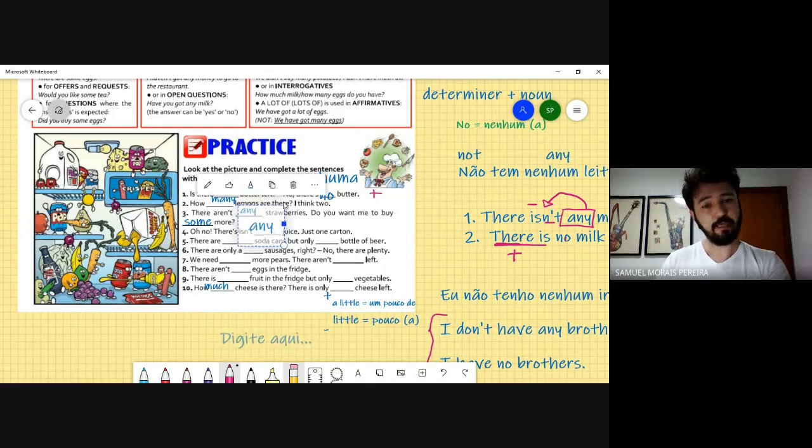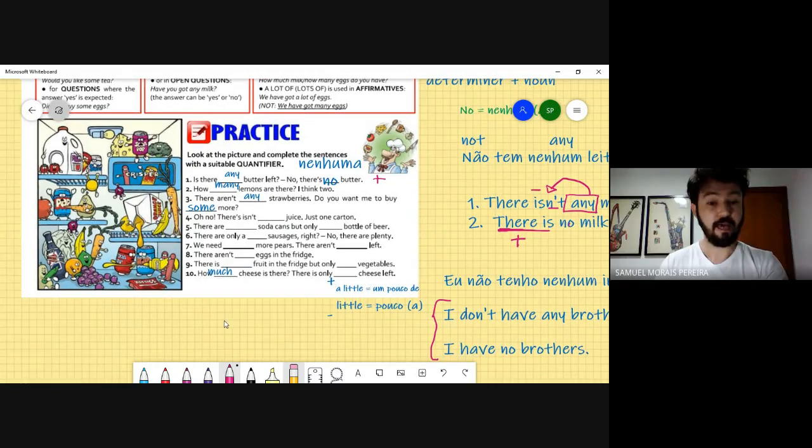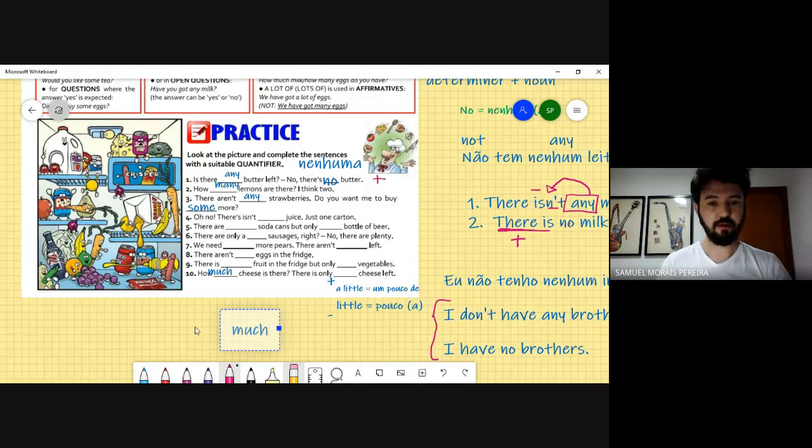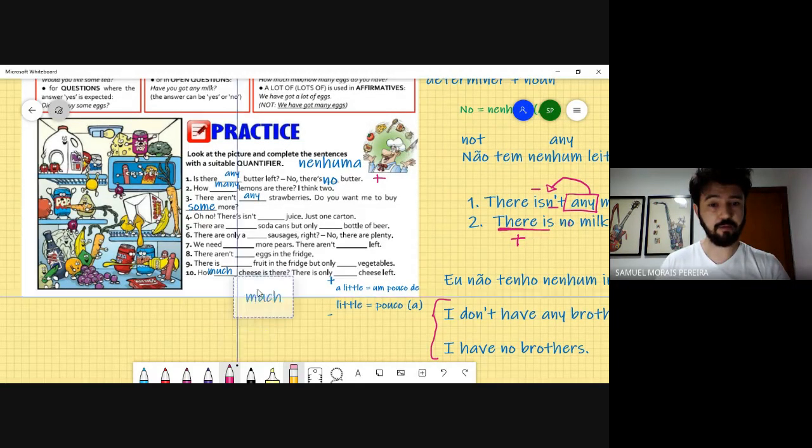Pay attention now. Any is not the answer because it doesn't make any sense. Okay? So what's the possible word here? The possible word here is muito. Tipo assim, ó. Não tem muito suco. Só tem uma caixa. Do you understand, Juliana? Então é much. Yes, perfect. So the word is much because juice is uncountable and the sentence is negative, okay?